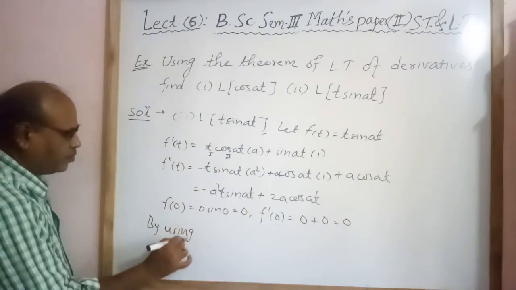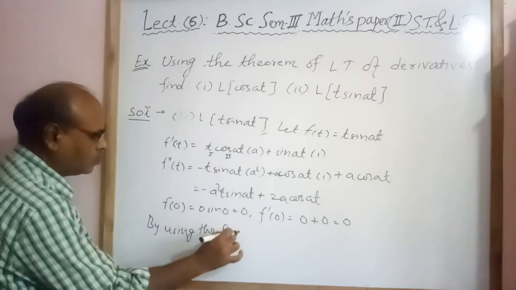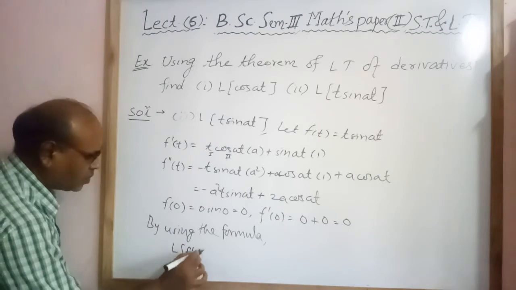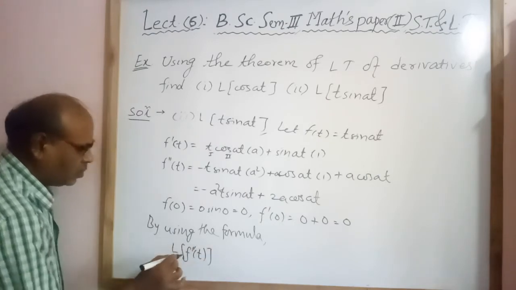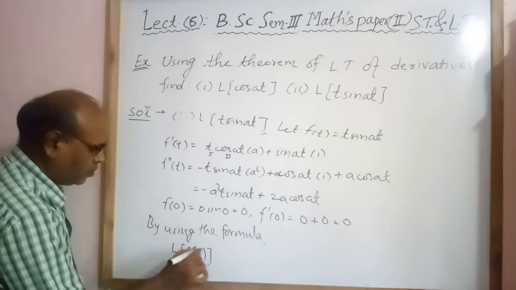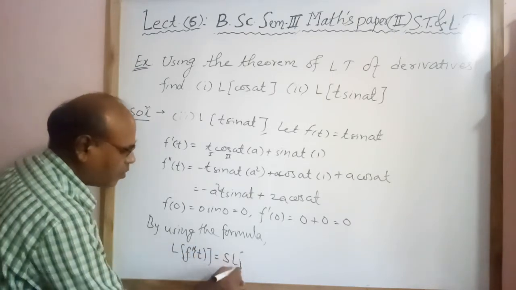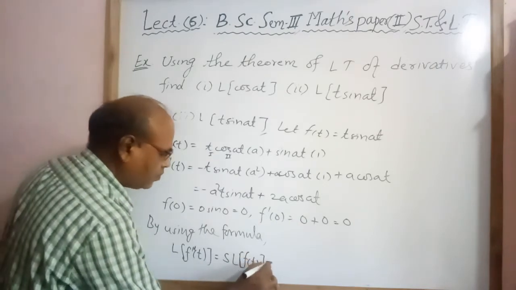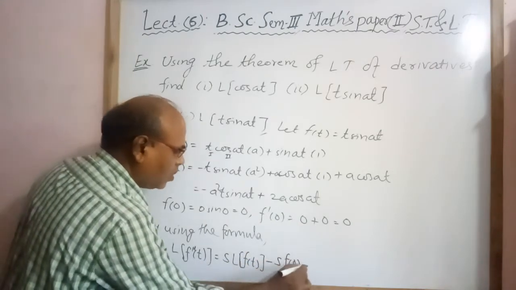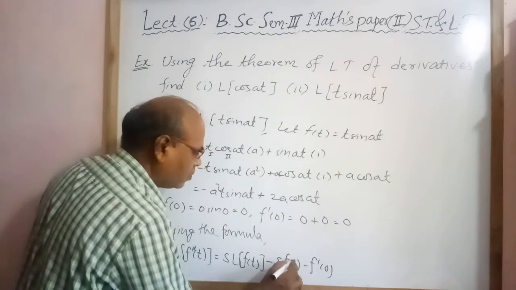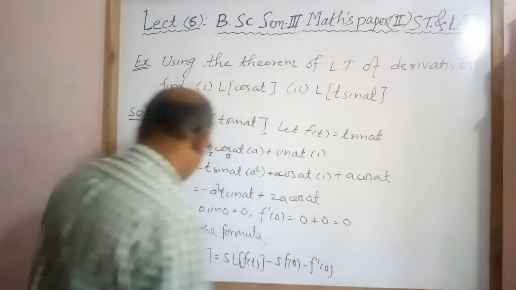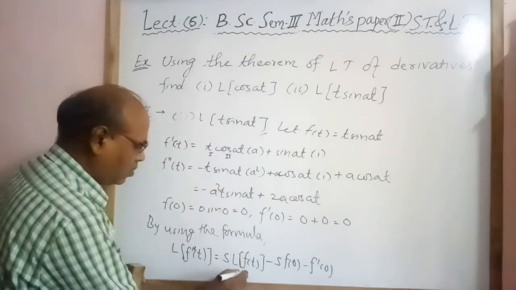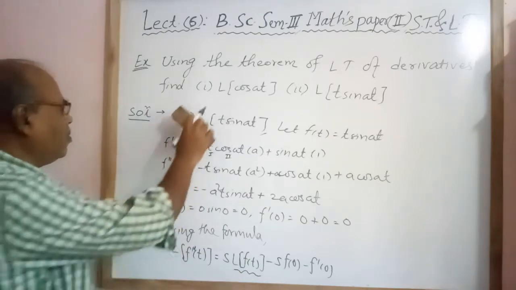Then by using the formula, Laplace transform of f double dash of t equals s square into Laplace of f of t minus s into f of 0 minus f dash of 0. Now we know that Laplace of f of t is f of s, therefore we write here Laplace of f of t equal to f of s.